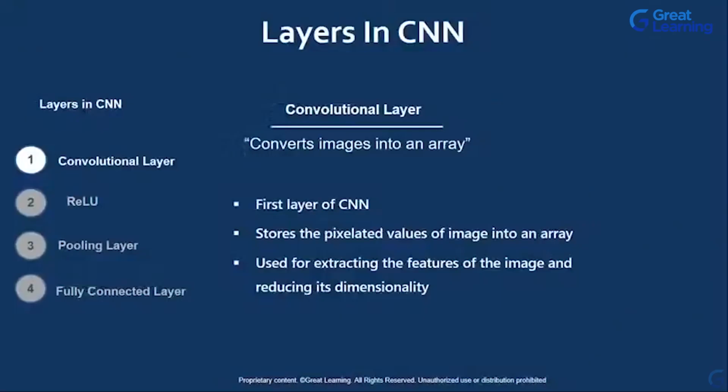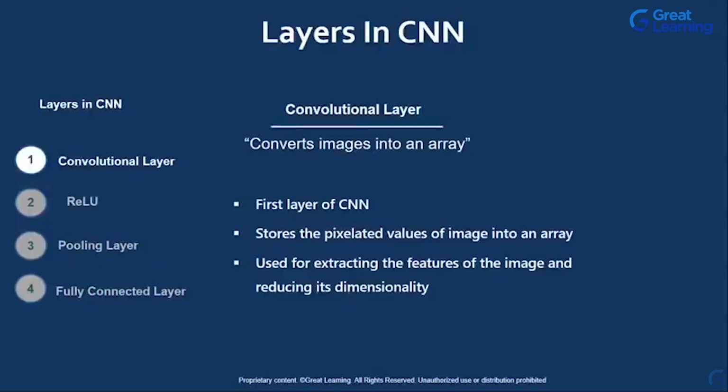So the first layer is the convolutional layer. What does the convolutional layer do? I told you that an image is already converted to an array, and a computer can see those arrays, right? The convolutional layer, the first layer of a CNN, stores the pixel values of the image in an array. This is the first layer that helps us do the image processing, okay? This layer is used for extracting the features of the image and reducing the dimensionality.